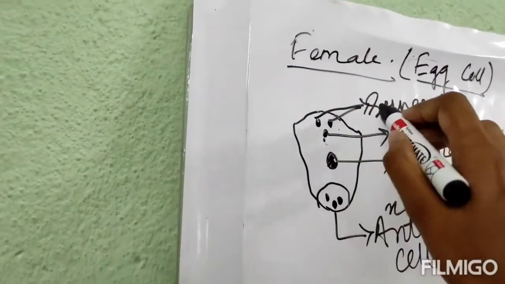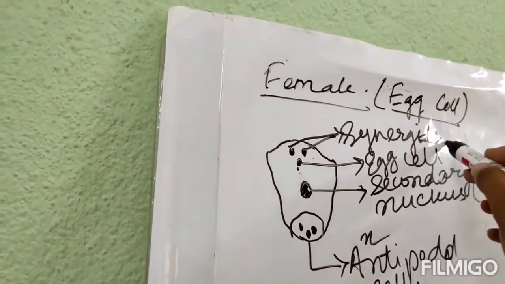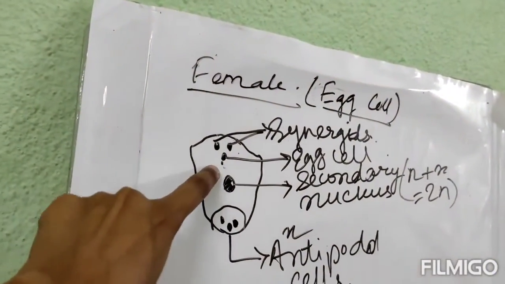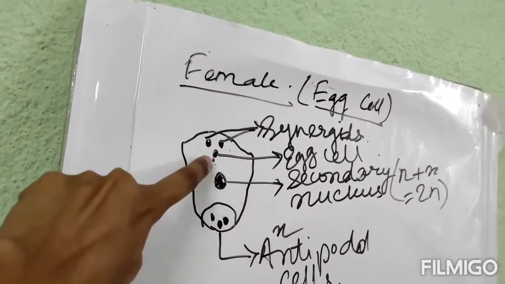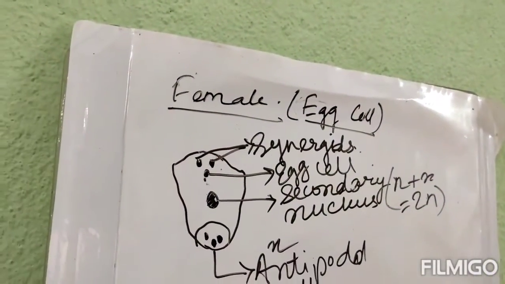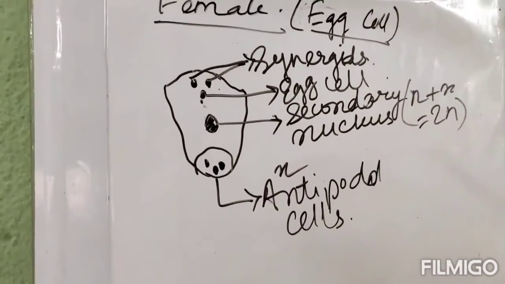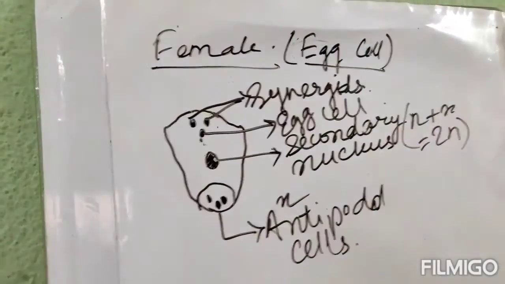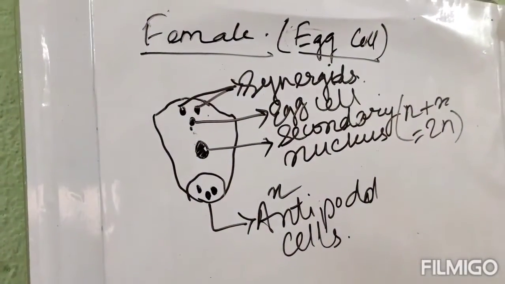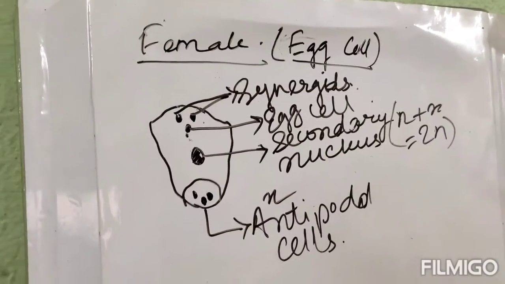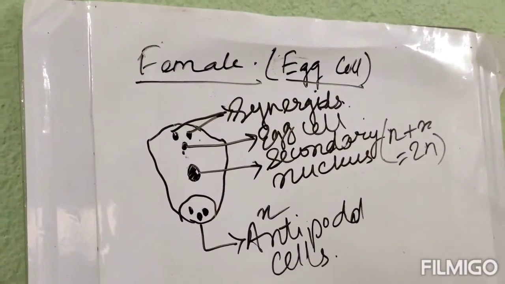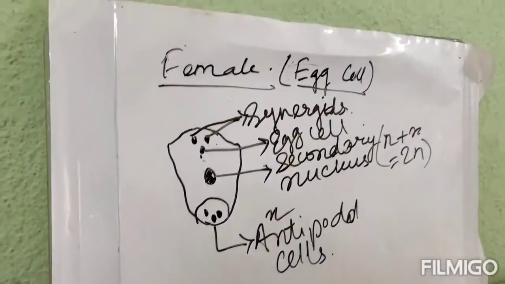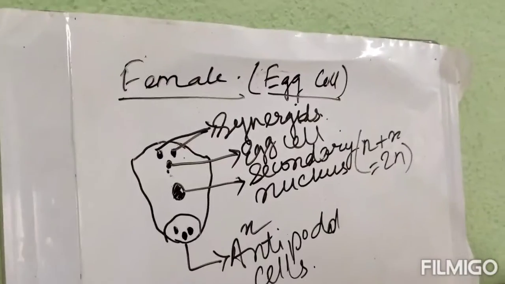And these synergids, what is the function of these synergids? These synergids actually guide the sperm nucleus to come and fertilize the egg cell. Got it? So the function of the egg cell is that it will fuse together with the sperm to form the zygote. The synergids guide the sperm cell in order to perform the fertilization process, and the function of these antipodal cells is still unknown. And what happens with the secondary nucleus, we will see later on. Now the structure of the female egg cell is done. Our female gametophyte structure is done.